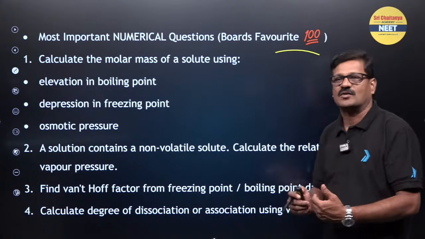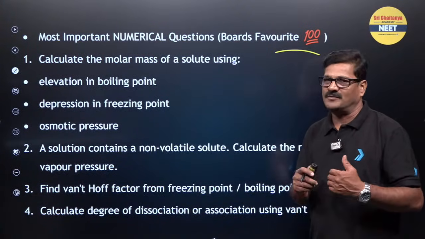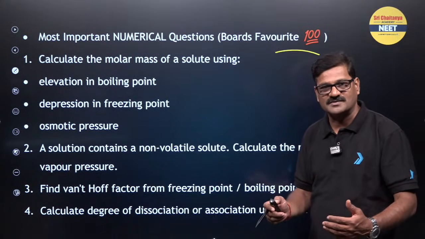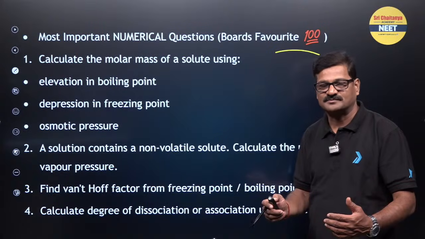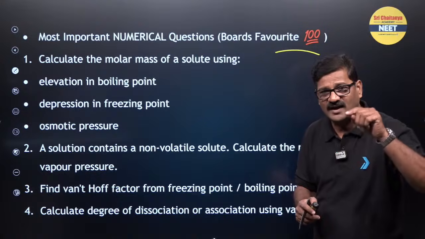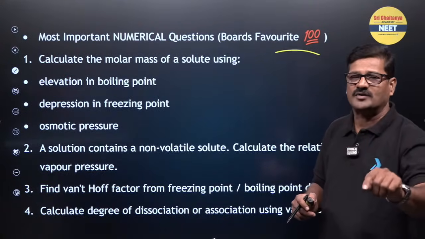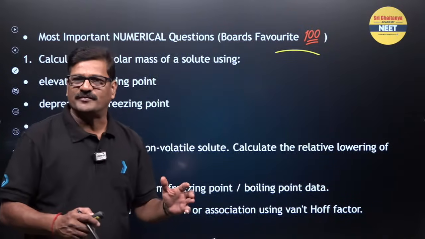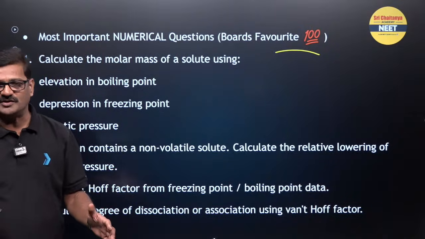So you can get colligative properties, Raoult's law, elevation of boiling point, depression of freezing point, osmotic pressure, and sometimes Henry's law constant based questions. And you have to apply the Van't Hoff factor in order to calculate the molecular mass. It could be for association or it could be for dissociation.